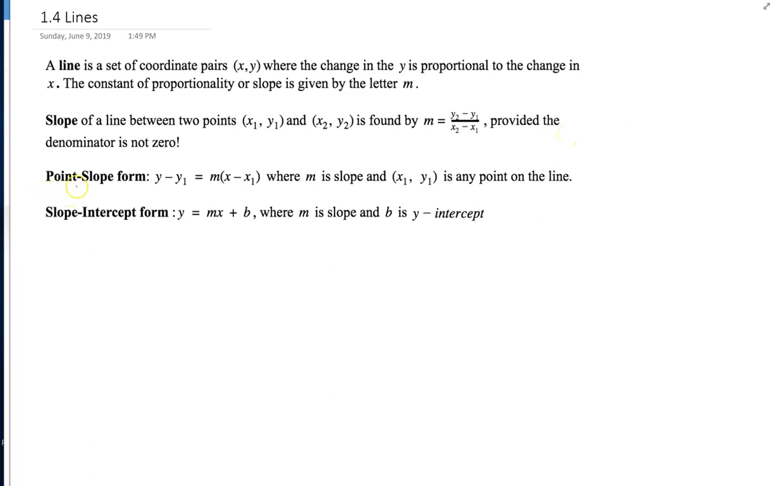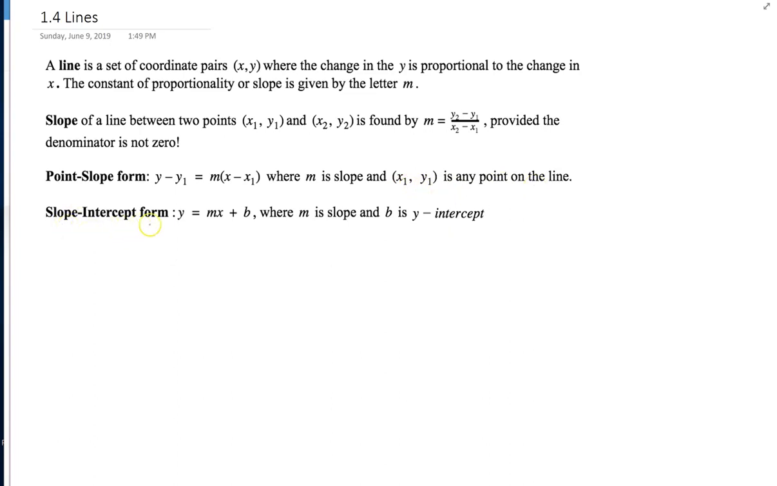There are two forms of writing a line in this section which we will look at. The first one is the point-slope form. That is y minus y sub 1 is equal to m times (x minus x sub 1). M here is the slope, and (x sub 1, y sub 1) is any point on the line.